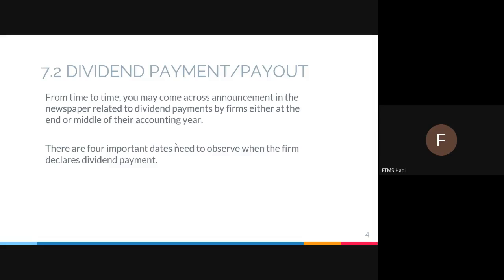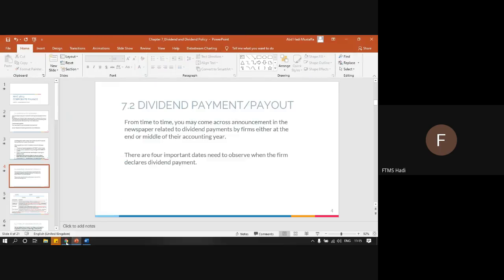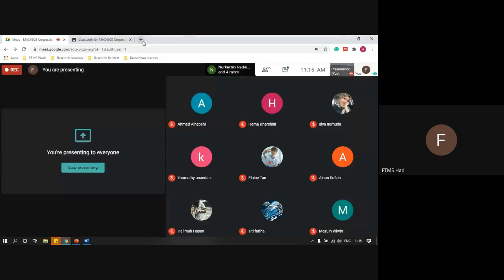From time to time, you may come across announcements in the newspaper related to dividend payments by firms, either at the end or the middle of the accounting year. If you want to know if certain companies are declaring dividends or issuing payouts, you may refer to the newspaper or sometimes a website. Maybe Bursa Malaysia also sometimes has announcements. Let me check if they have an announcement on that.